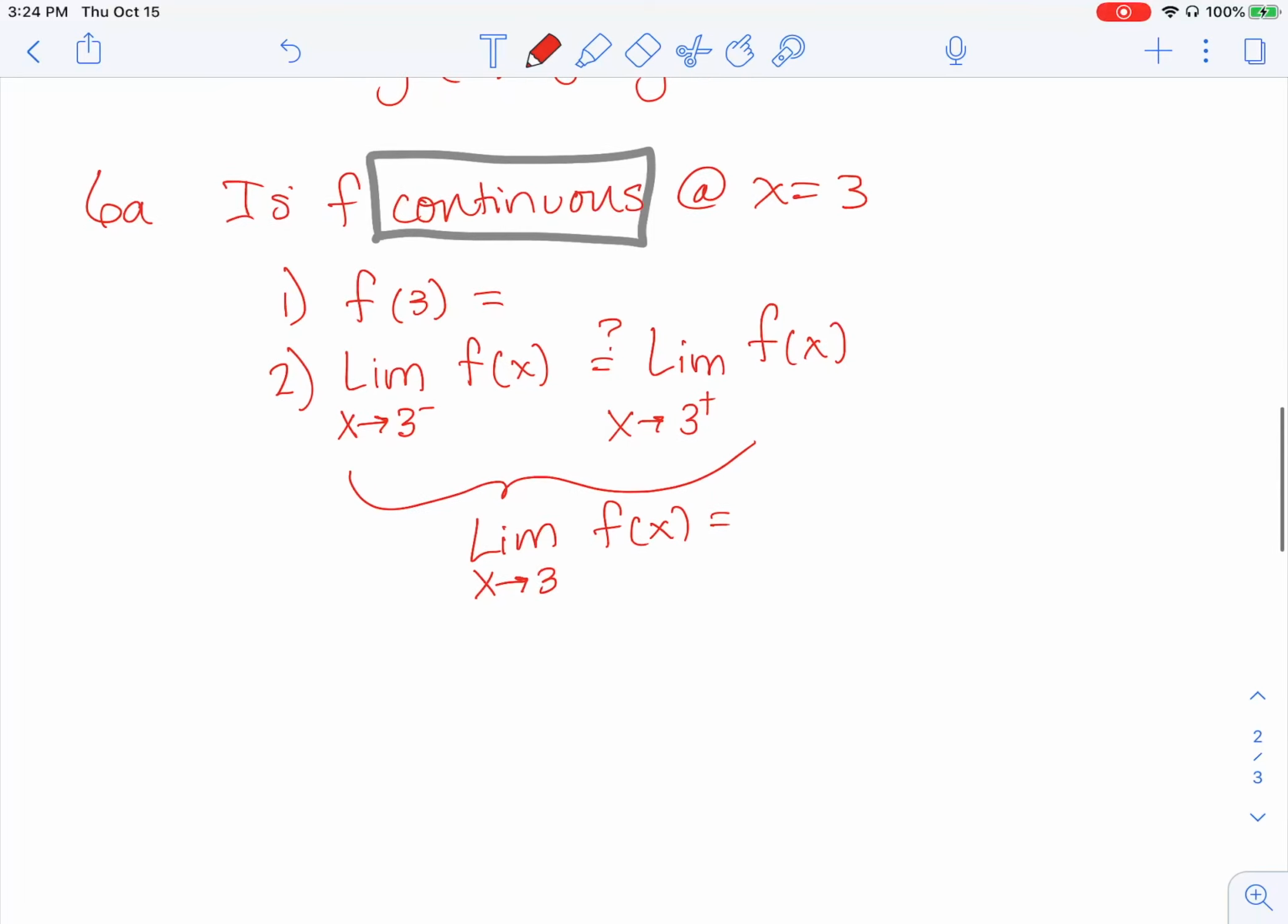And then the third thing, you need to show that the limit as x approaches 3 of f of x is equal to f of 3. So those are the 3. If those 3 are missing, or you just say, well, yeah, their y values are equal, that's not the definition of continuity. Okay, so we need to work through that.